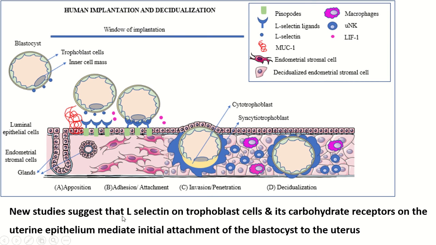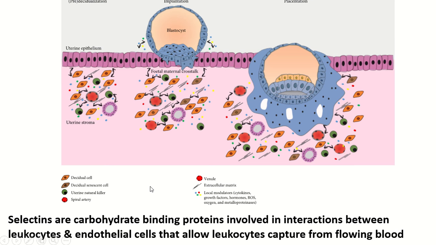New studies suggest that L-selectin on the trophoblast cells and its carbohydrate receptor on the uterine epithelium mediate the initial attachment of the blastocyst to the uterus. See, this is the L-selectin receptor and this is the L-selectin ligand present in the epithelium of the uterus, and they bind. This is the initial attachment between the blastocyst and the uterine mucosa.